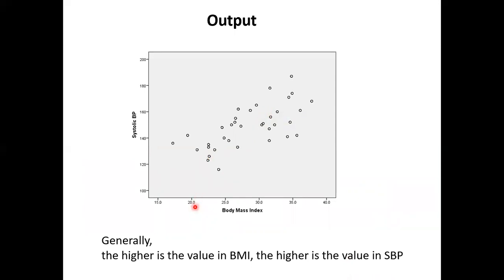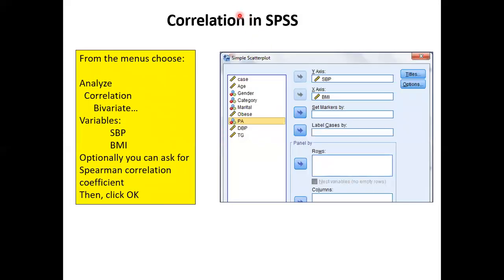As the body mass index increases, the SBP increases. So they have a positive association. The higher the body mass index, the higher the BP, right? So there is an association. Is it strong or weak? Maybe a little bit weak. We don't know. We have to test it. It is correlation. So we follow the instruction, follow this, and click OK.